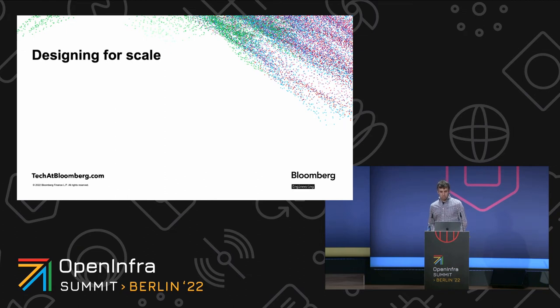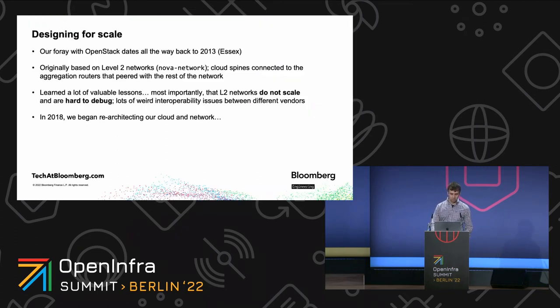So in terms of designing for scale, network architecture choices that we made and things of that nature, our foray into OpenStack started with Essex back in 2013. And much like other OpenStack clouds of that era, we were using Nova Network with a layer 2 network underneath it. I'm going to oversimplify, but it was just two spines, a simple layer 2 fabric. Over the years, there were changes to this approach. We didn't just keep the same thing, but the design was nevertheless layer 2 at its core. And as the cloud grew and users started using it more and moving to it, we did have a few run-ins with this approach.